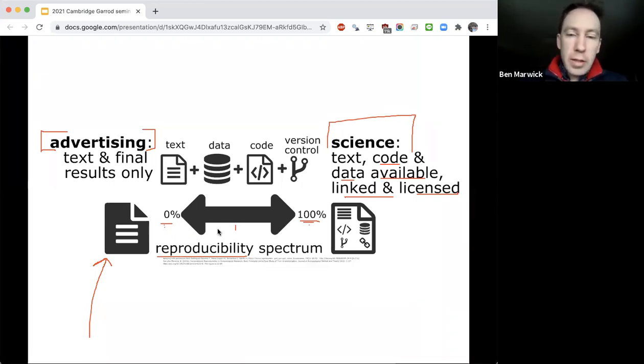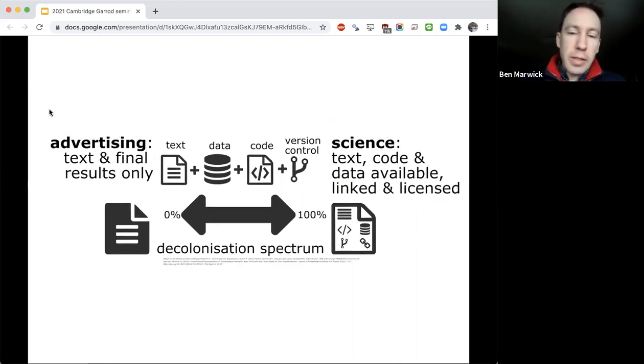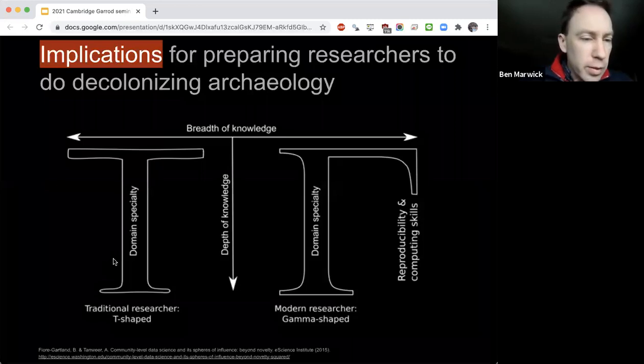And what I'd like to do now is just update this diagram and say, okay, we can recognize this as a reproducibility spectrum, and we should all be striving, if we want to identify as an archaeological scientist, to be at 100%. But we can also identify this diagram as a decolonization spectrum as well, because many of the tools and practices around increasing reproducibility are affordances for decolonizing archaeology by diminishing the logics of elimination, accumulation, and commodification.